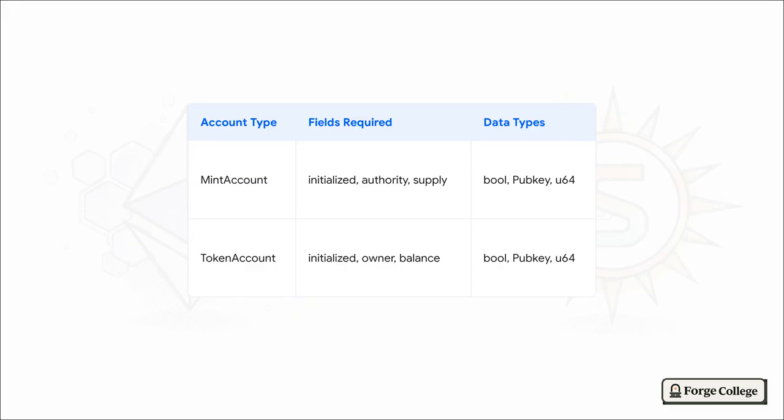and the decimals. Second, we have the individual holder's token account. This requires its own initialization flag, the owner's public key, and of course, their balance. Separating the global token rules from the individual user balances is just a fundamental, absolutely crucial Solana pattern.